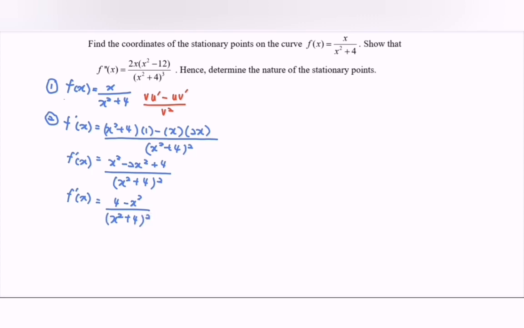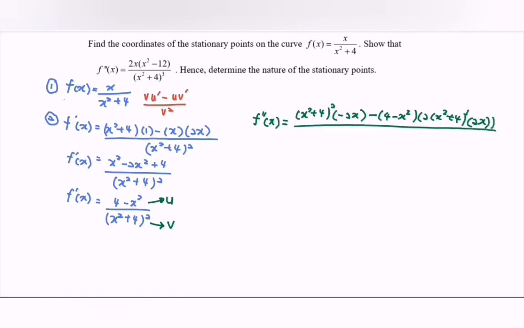Next, find the second derivative. So here we have the second derivative, again making use of this part where we have the u and also the v. We have the second derivative, v, (x squared plus 4) bracket squared, multiply with, differentiate the u. So we have negative 2x, minus (4 minus x squared), differentiate the v, where we have 2 bracket (x squared plus 4) bracket power 1. Differentiate the internal function, we have the 2x. Then (x squared plus 4) bracket to the power 4.